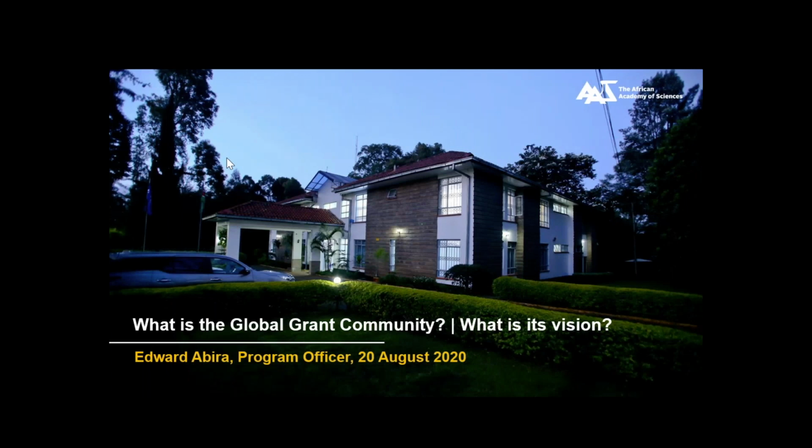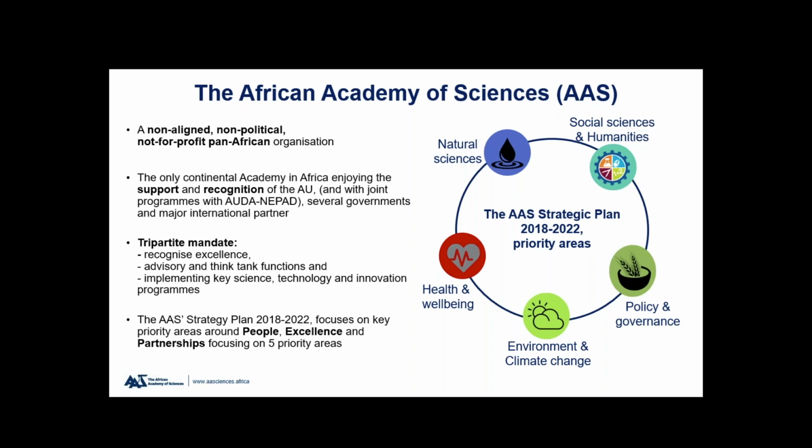So just to start us off, I'm going to talk about what the Global Grant Community is and the background and vision of GGC as well as the AAS. The African Academy of Sciences is a non-aligned, non-political, not-for-profit Pan-African organization, and we pride ourselves as being the only continental academy in Africa with the support and recognition of the African Union.